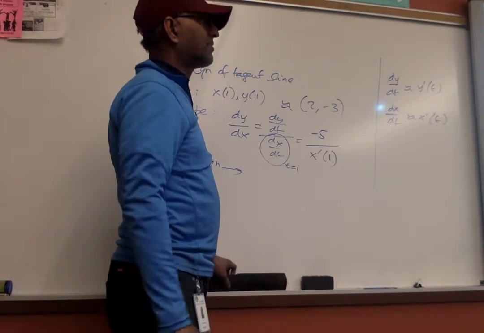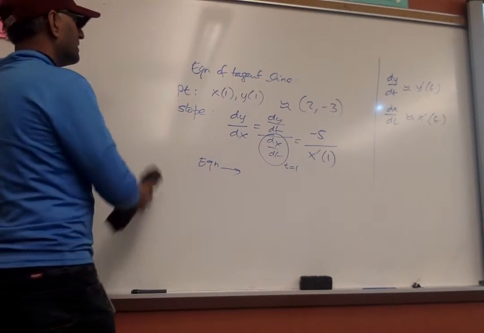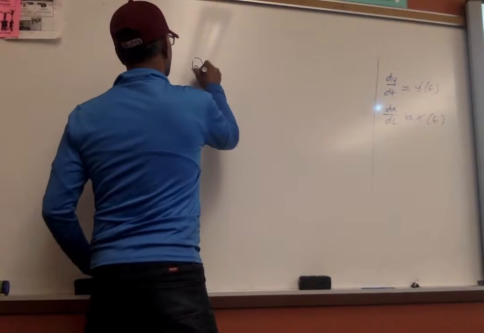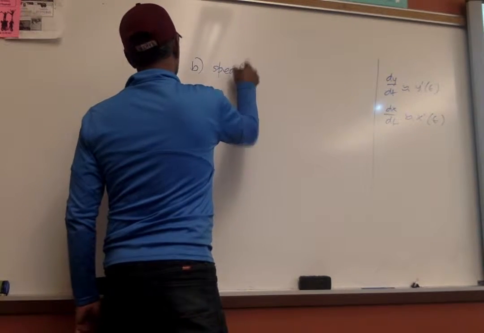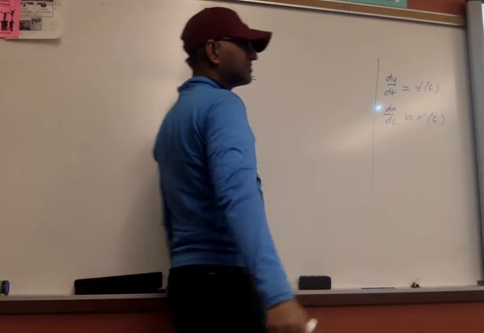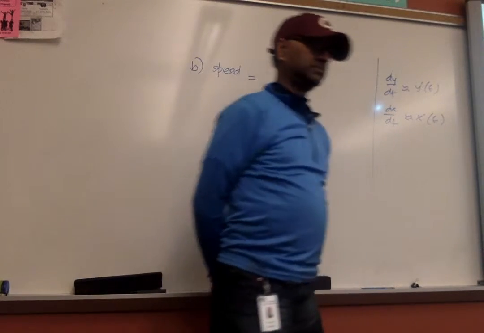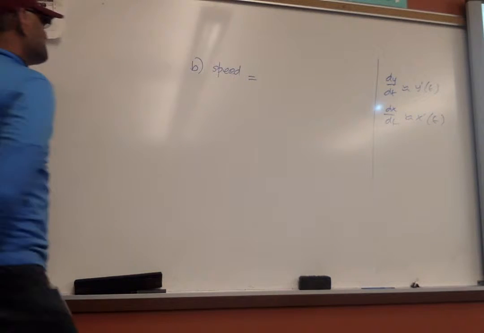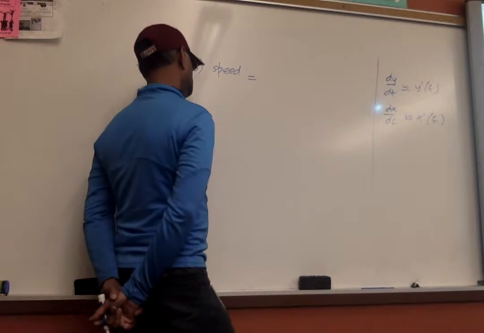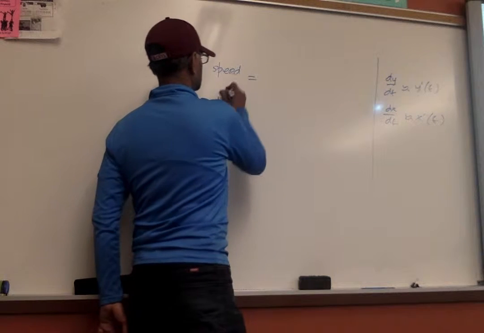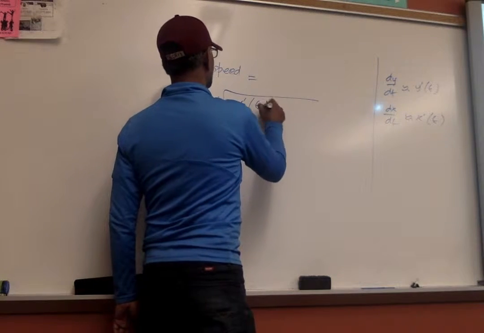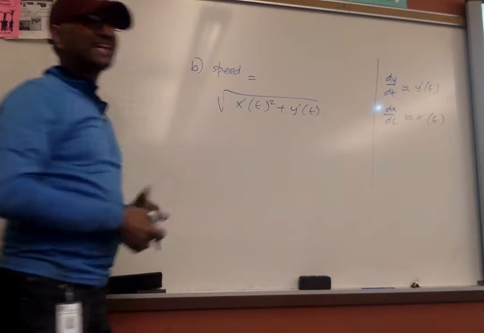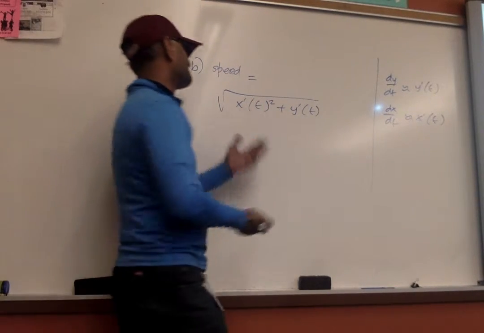Okay, write on B. Say speed at t equal to 1. Write down the speed formula. Radical x dash of t squared plus y dash of t squared. dt. Oh, no dt. It's only if we have integrals. That's distance. If it's just radical, there's no dt involved.